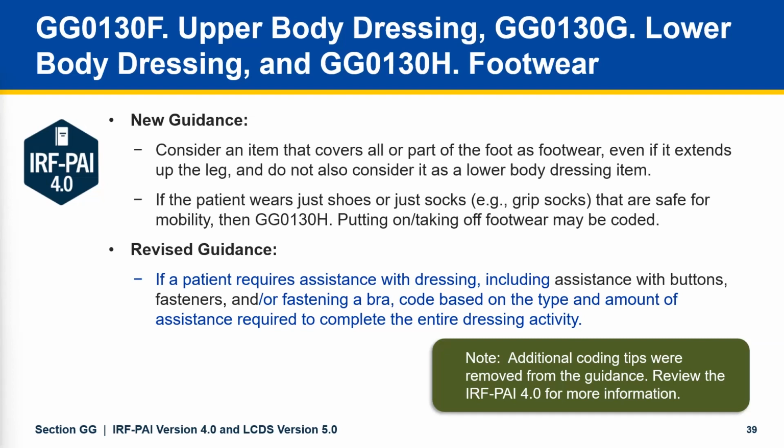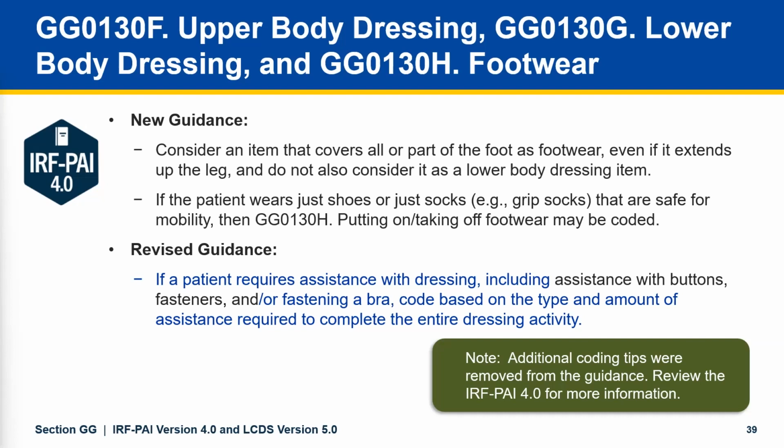For example, if a patient had an AFO that covered the foot and extended up the length of the leg, the AFO would be considered in the assessment of GG0130H footwear. Also, GG0130H considers the patient's ability to safely put on and take off shoes and socks that are safe for mobility. However, if the patient wears only shoes or only socks and they are safe for mobility, then GG0130H, putting on and taking off footwear, would still be coded based on that singular item.